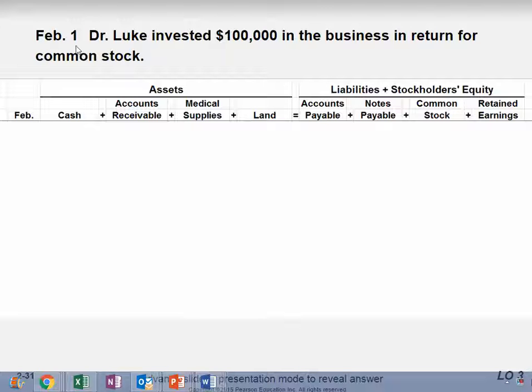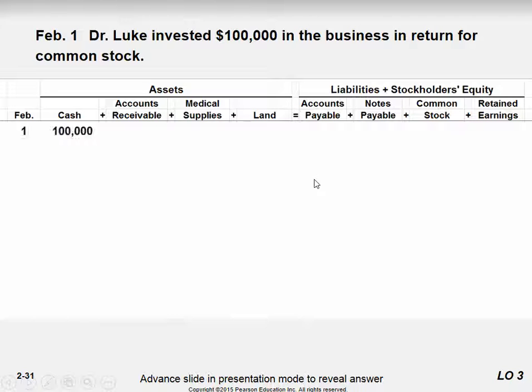We start on February 1st with the good doctor investing $100,000 in the business. Well, if you're investing money into the business, that means the business's cash account has to go up. When the business, which is separate from Dr. Luke, gets cash, then it basically has common stock. It has someone that has invested in the business. You can see the $100,000 of cash coming into the business and the common stock that is recognized saying, hey, there's someone out there that invested in the company.